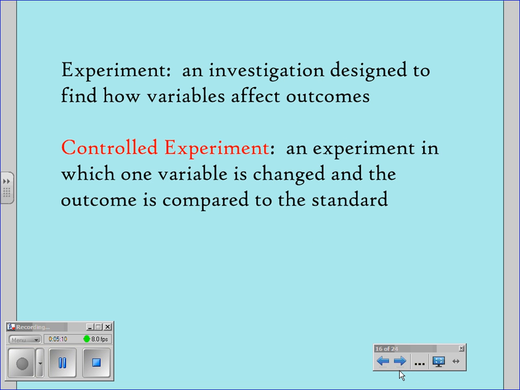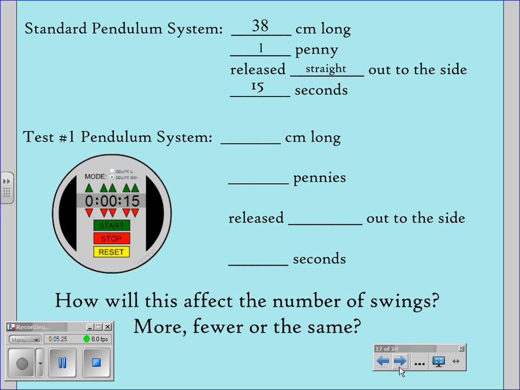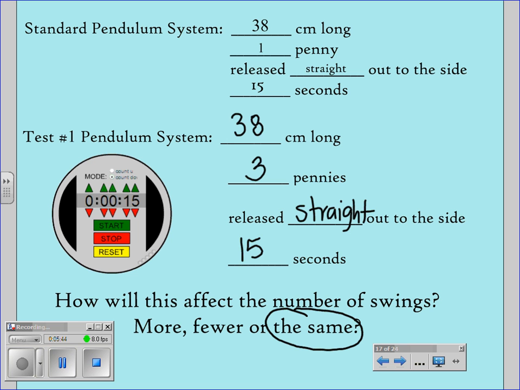An experiment is an investigation designed to find out how variables affect the outcome. In a controlled experiment, which is what we do in class, only one variable is changed, and then the outcome is compared to the standard. So we're starting by changing how many pennies we have. Our string is still 38 centimeters long. We're going to use 3 pennies now. We're going to keep releasing it straight out to the side, and we'll do it for 15 seconds. Our results, we ended up having the same number of swings, 12 swings. So we found out that the mass does not affect how a pendulum will swing.